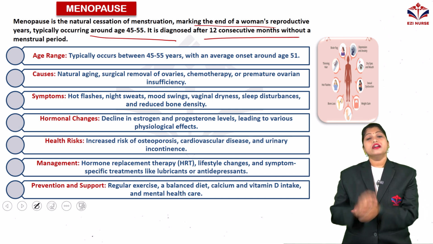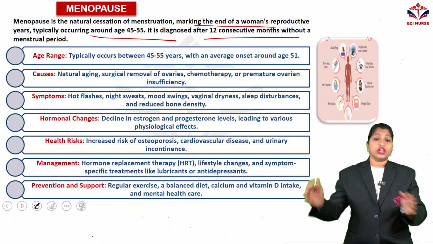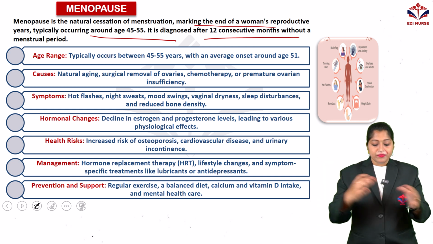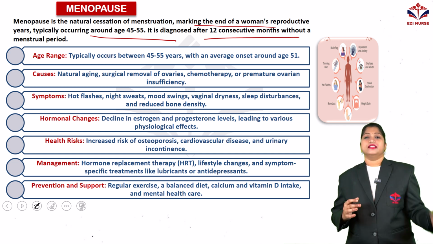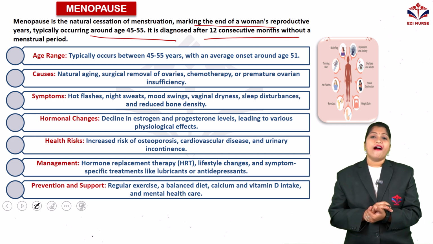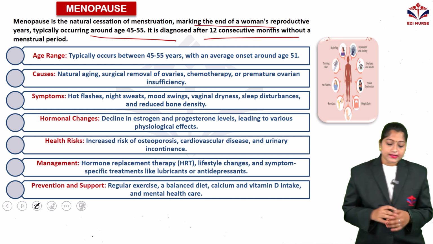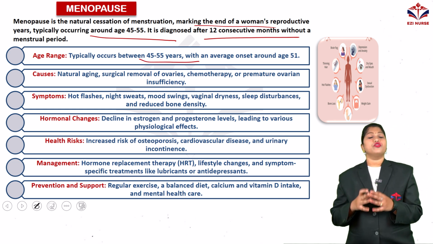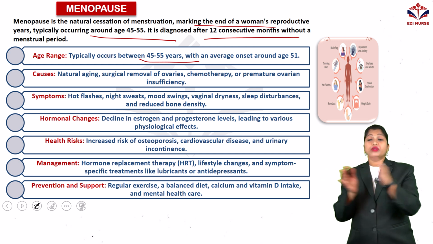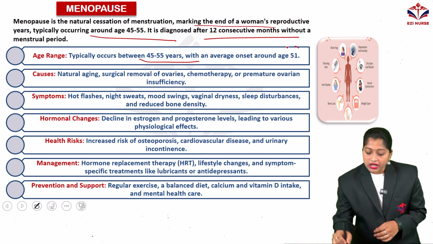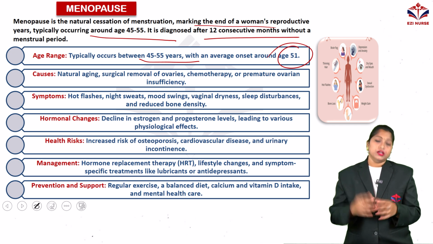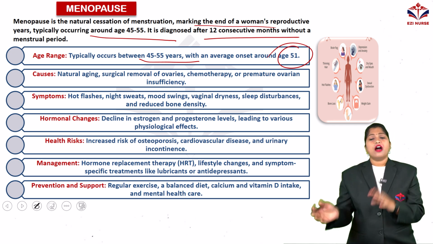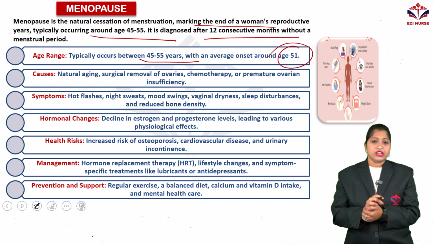How do you identify it? After 12 consecutive, continuous months of the stoppage of the menstruation or the menstrual period, it is considered that menopause has occurred in that woman. So let's see what is the age range. Typically, it occurs between 45 to 55 years, and if you have to take an average of the age, it is usually 51 years. It can occur between 45 to 55 years.